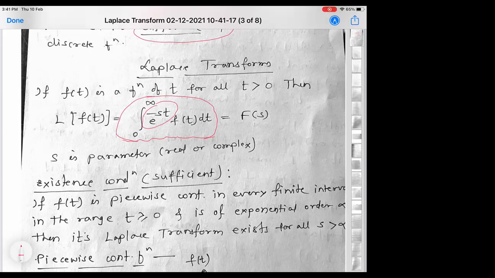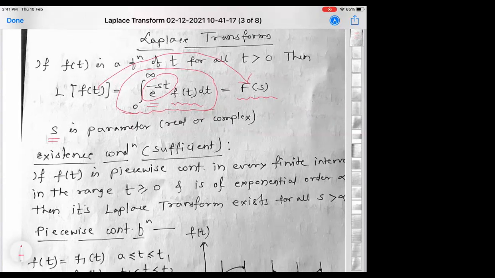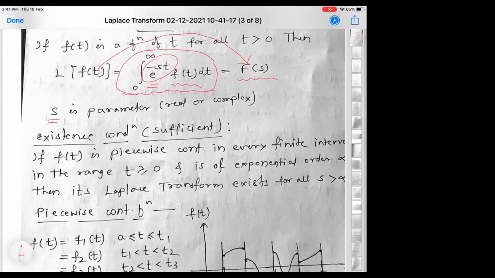With limits 0 to infinity, one function is the exponential e raised to minus st, and the other function is f of t, the time domain function. When you simplify and put in the limits for t, the answer remains in the form of s, and that s is the parameter in the frequency domain. So you are shifting from the time domain to the frequency domain. That is the main purpose of using the transformation. S is the parameter which can be real or a complex number.